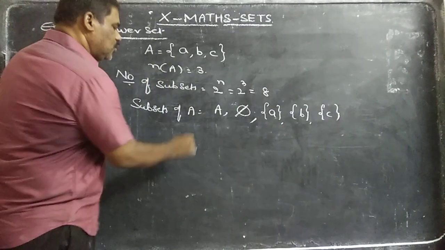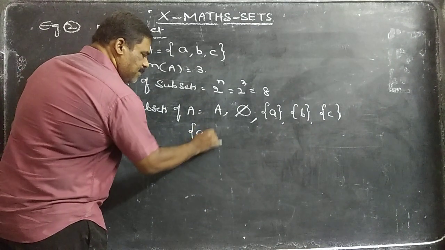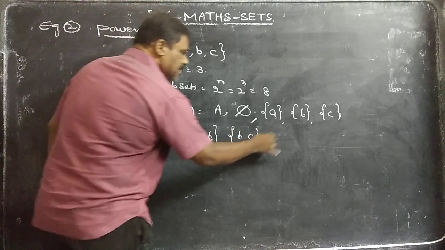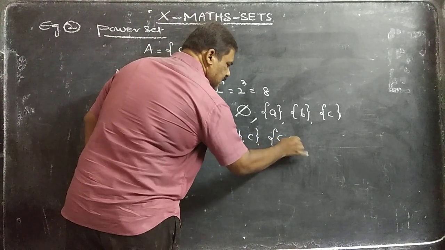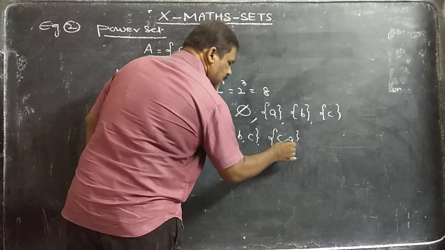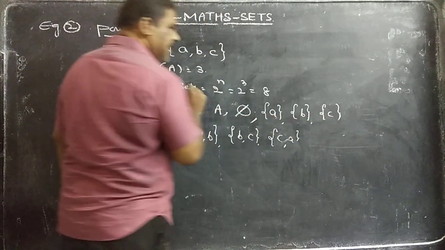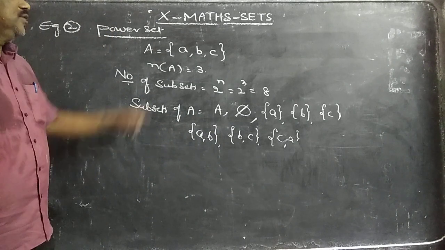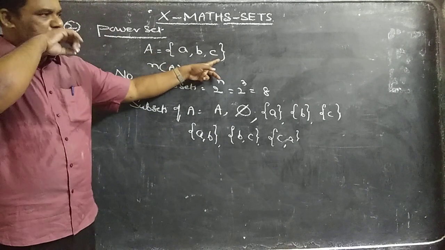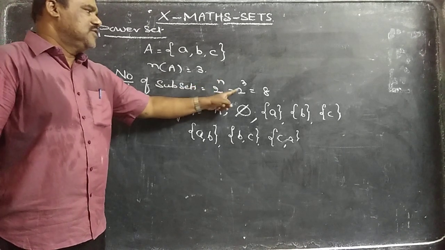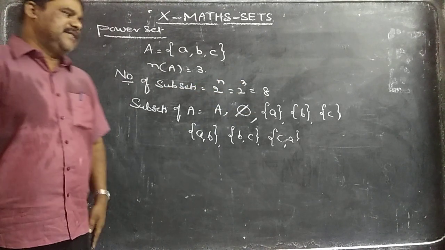Next, we have to take two elements. AB, BC, CA. 1, 2, 3, 4, 5, 6, 7, 8 subsets we got. So there are 3 elements in this. So number of subsets is equal to, formula is 2 to the power n. So 2 to the power 3, that is 8 subsets it has.